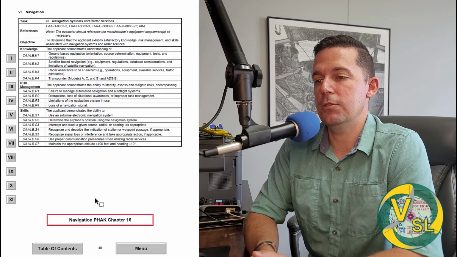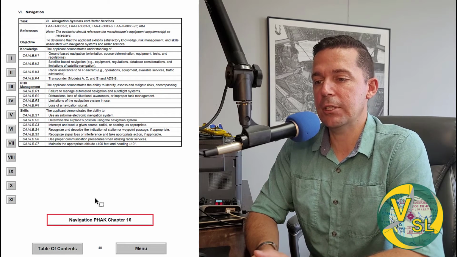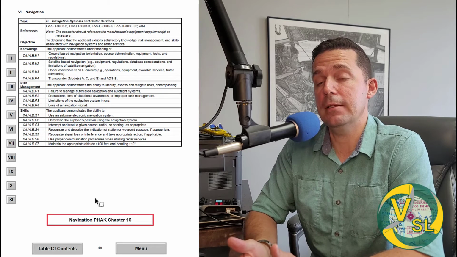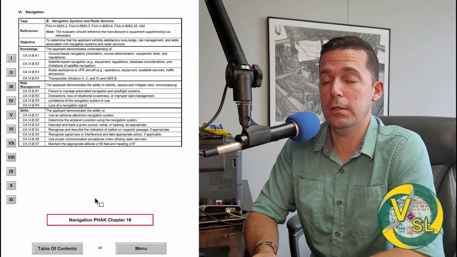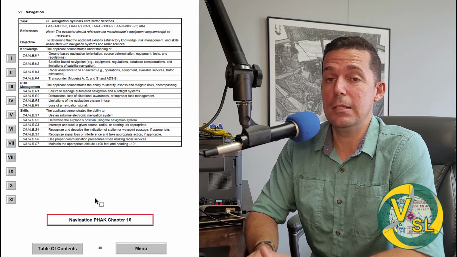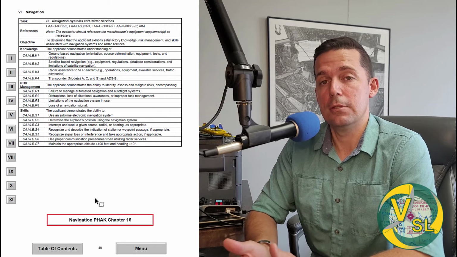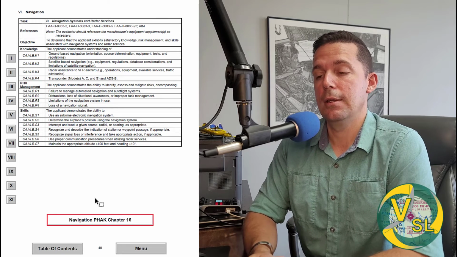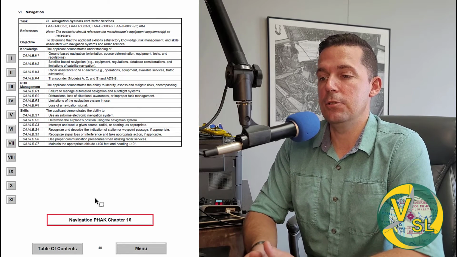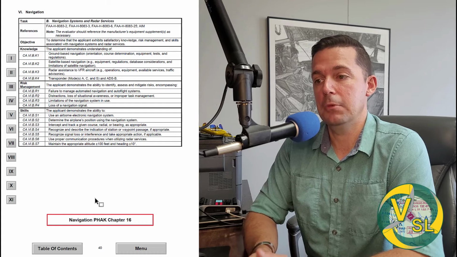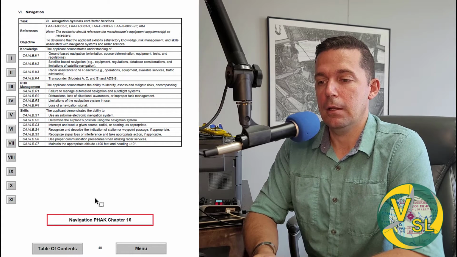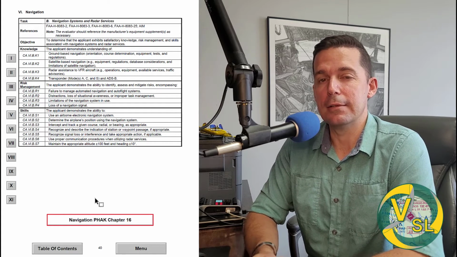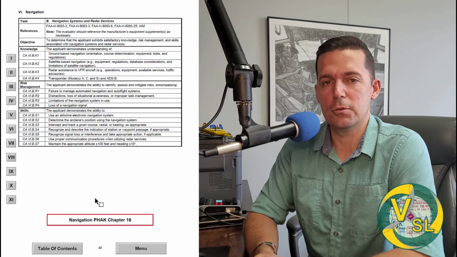So this is an interesting one here. An airborne electronic navigation system. That could be a GPS. A lot of times it is. It could be a VOR. It could be an NDB. A lot of times it's a GPS nowadays. So I'll say, hey, using all available resources, I need you to divert to XYZ airport. That may be kind of the scenario that I give in the airplane. I think a lot of other examiners will do something like that.